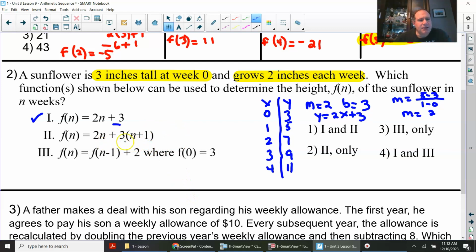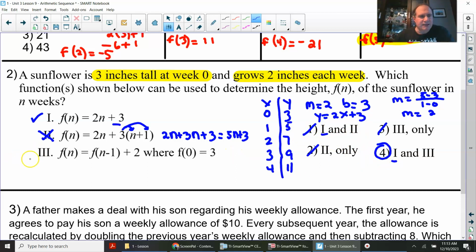So now I'm going to check to see if this equals 2n plus 3. If you distribute it and simplify it, this is 2n plus 3n plus 3, and that's 5n plus 3. That is not good. So right now we have 1, 3 only, no. 1 is an answer. 2 only, no. So 1 is definitely an answer. So it's 1 and 2, no, that's out. It has to be 3 as well. I didn't even figure out what 3 was, but we'll just go through it.